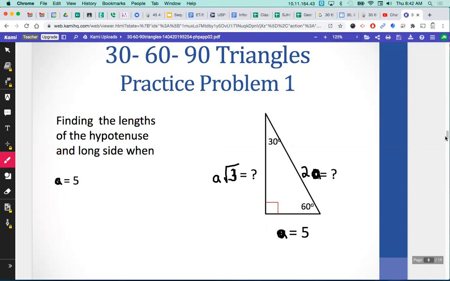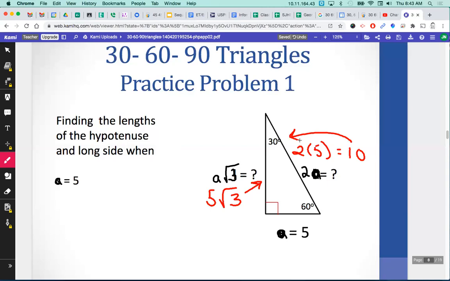So up here, I can plug 5 in, and I get 5 radical 3 for that length. For the hypotenuse, that's 2 times 5, which equals 10. That's the hypotenuse length. It's pretty straightforward when you're given the shortest length in the 30, 60, 90 because that equals A. We know that's kind of the base equivalent of what you're going to need to plug into your other two side lengths.